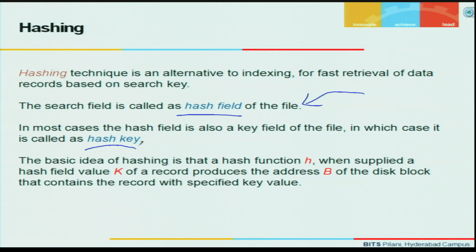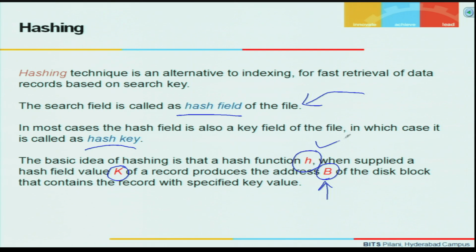The basic idea of hashing is that there will be a hash function called h which does some computation, and when it is supplied with the field value k of a record, it produces b, which is nothing but the address of the block where a record with the specified key value k is stored. So, this is how hashing works.